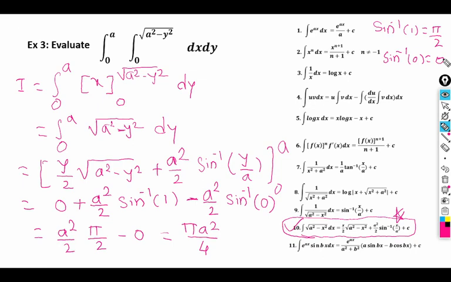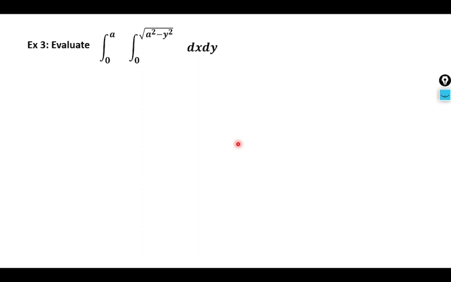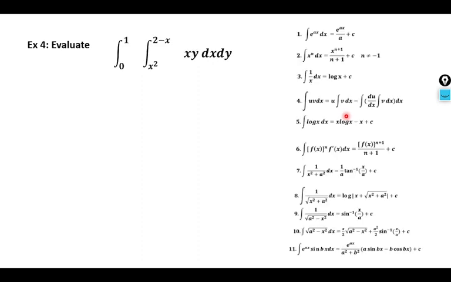That's example 3, one of the simplest examples, but yes, it is repeated in the examination. It is asked. Pi square by 4 is the answer. Example 4. Okay, come to example 4.